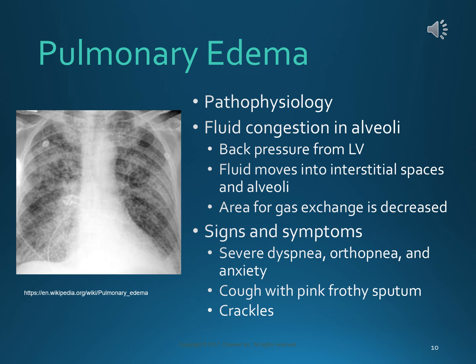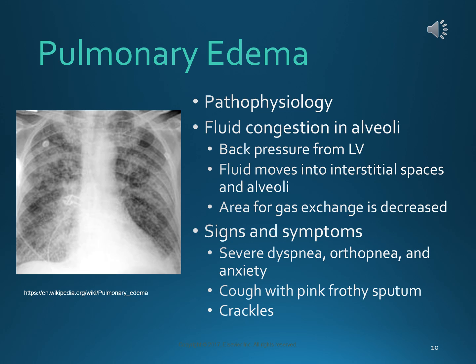And so you have increased residual volume of blood in your left ventricle, which backs up into the left atrium, which backs up into the pulmonary vasculature. And so the fluid moves into the interstitial spaces and alveoli because of that hydrostatic pressure, the back pressure caused from the left ventricle. Because you have fluid in the interstitial spaces and in the alveoli, the area for gas exchange is decreased. Signs and symptoms: severe dyspnea, orthopnea.